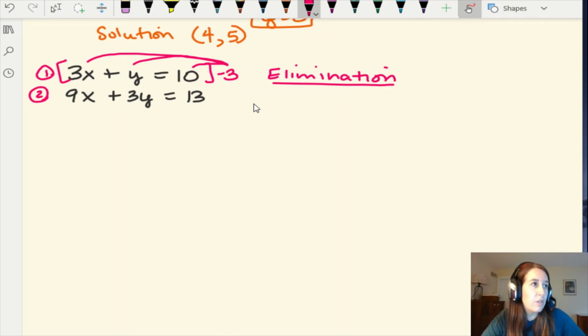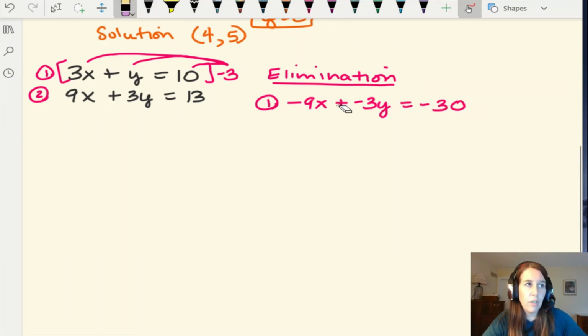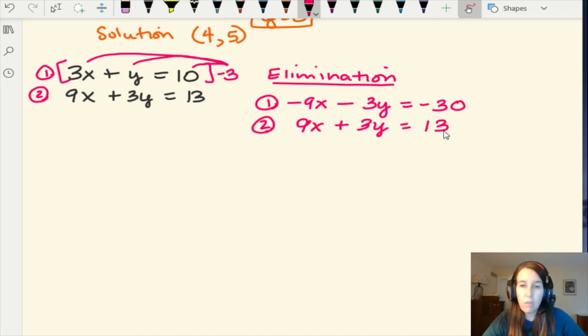So my first equation is now -9x plus -3y is equal to -30. And I could have just written minus here, right? And then my second equation, I just leave it as 9x plus 3y equals 13.